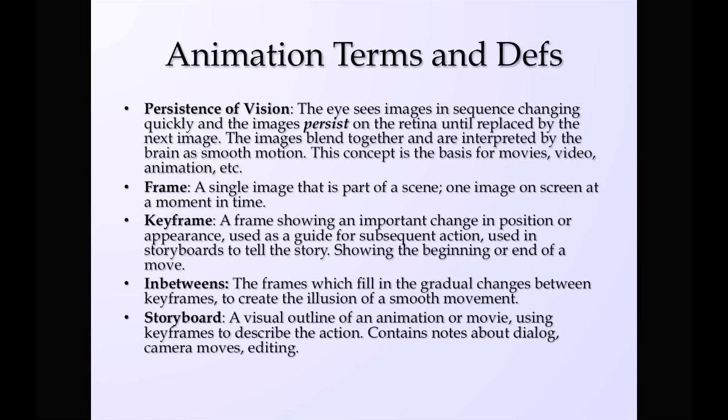A storyboard is a visual outline of an animation or movie using keyframes to describe the action, which contains notes about dialogue, camera moves, and editing. And this is also used by the computer programs. Often they use the word storyboard to denote the window that has the timeline and the keyframes and layers.